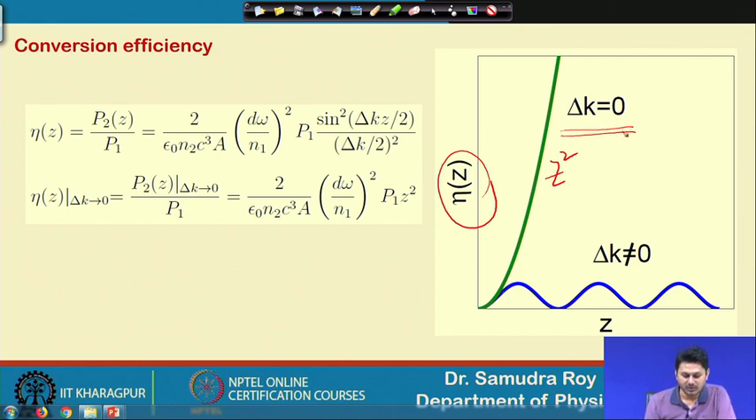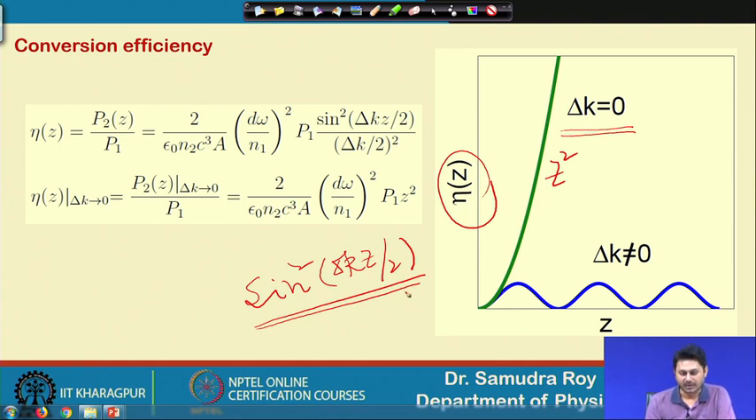However, when delta k is not equal to 0, the efficiency will be proportional to sine square of x. Please note that if delta k is not equal to 0, then this condition will never be 1, and we will have this as delta k z divided by 2. So it is proportional to the sine square, which means we will have a sinusoidal variation. In the initial few points the efficiency will increase, but after that it will go down to 0 and then increase again, go to a peak and go down, and that means the efficiency is periodically changing with respect to z if delta k is not equal to 0.